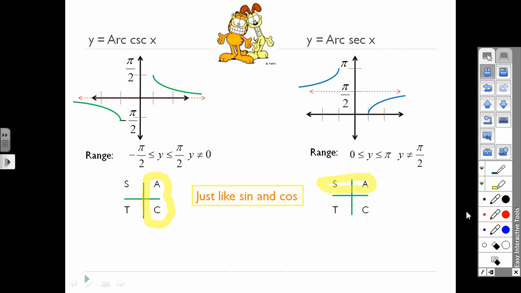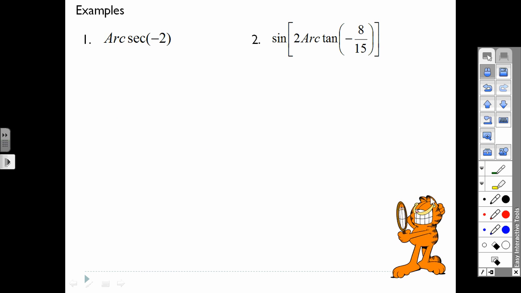Okay, so really this is nice because there's nothing new, no different rules for quadrants from before. We just have to remember which one is associated with sine and which one is associated with cosine. So let's look at some problems.